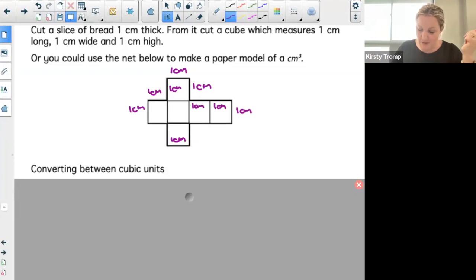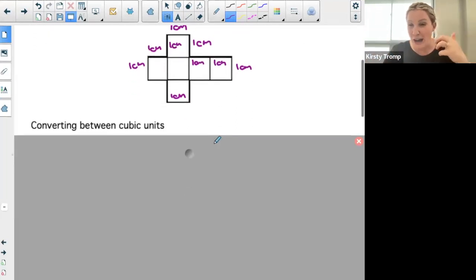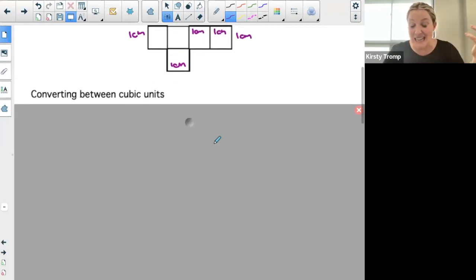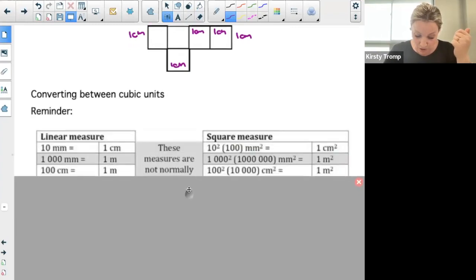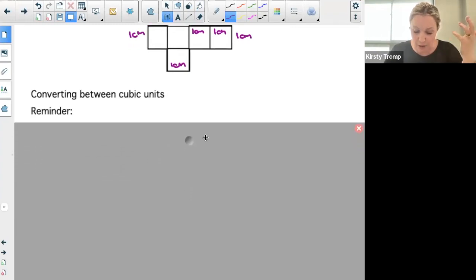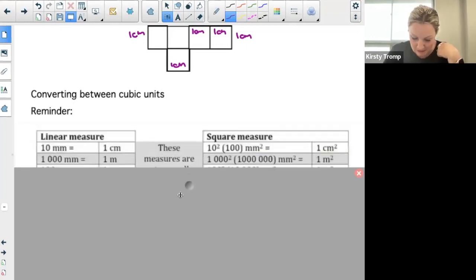All right. So last week we looked at taking our 3D shapes and making them into nets. So we're not going to spend a lot of time on that this week. If you missed that lesson, please go back and watch it so that you understand how to do that. This week we're going to look at how we convert between cubic units. When we did squares, we looked at converting between square units. Today, we're going to spend a little bit of time on how to convert between cubic units.